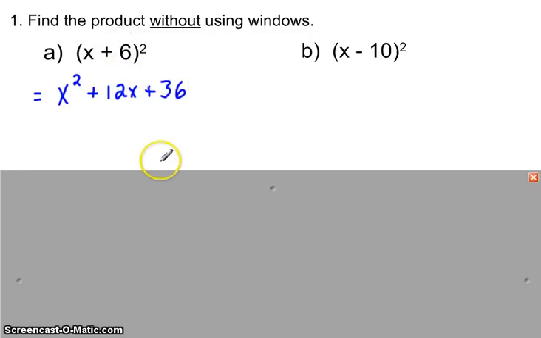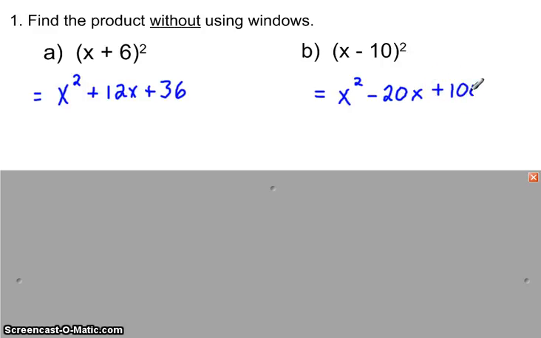Just like that, and we've done it without using the windows, and it is right. For part b here, it's x minus 10 squared. We start with the x squared. Negative 10 times 2 would be negative 20, so it would be negative 20x. Negative 10 squared would be positive 100.